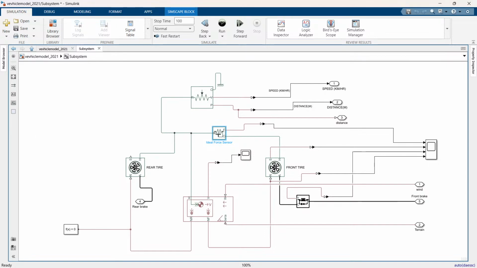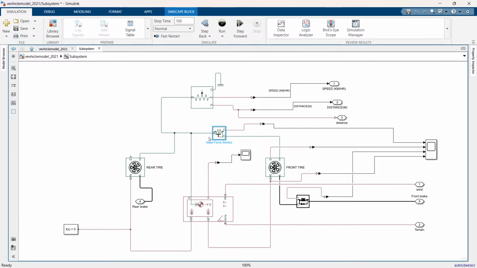Next one is the C port. What is this C port? This is also a mechanical translational conserving port. This port is the other side of the sensor where the force continues after passing through the sensor. The C port allows the force to be transmitted through the sensor without any losses or delays. So this is the C port.